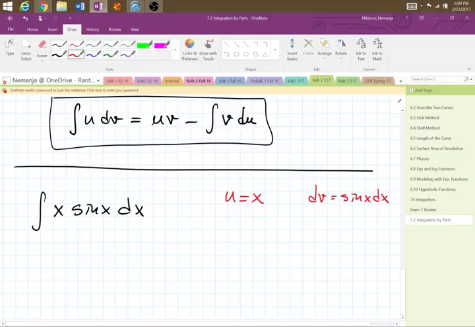Now, observe that I wrote this to the side of each other. So what I'm going to do now is underneath, what's du? It's dx, right? You take the derivative. And what's the v when you integrate sine?